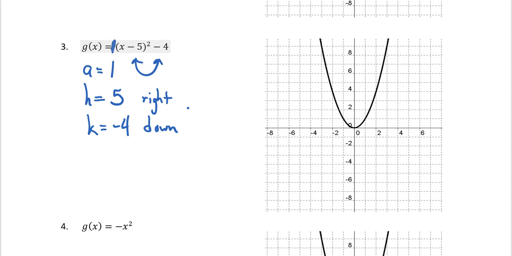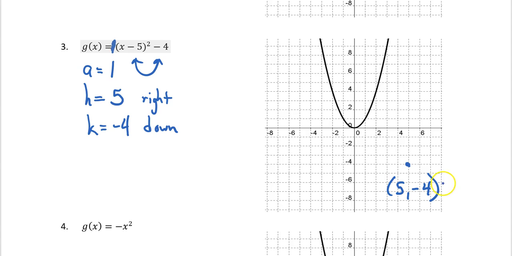I'm going to start with my parabola that's already printed on the graph, and I'm going to take that vertex that's at the origin, 0, 0. I'm going to first use the h and the k value. I'm going to move right 5, and I'm going to move down 4. That means that my vertex is going to be at the ordered pair 5, negative 4. So you may have noticed a pattern: when you identify what your h value is and what your k value is, you're actually identifying the ordered pair of your vertex.